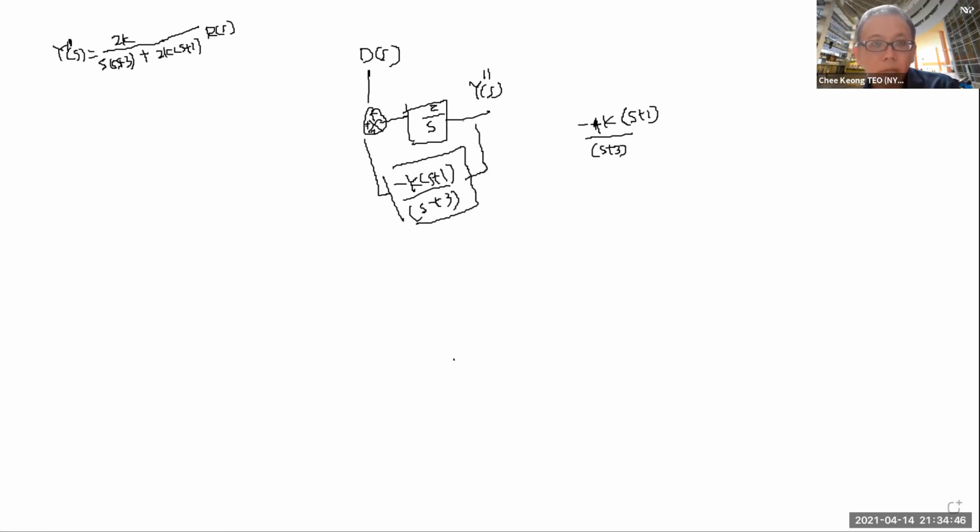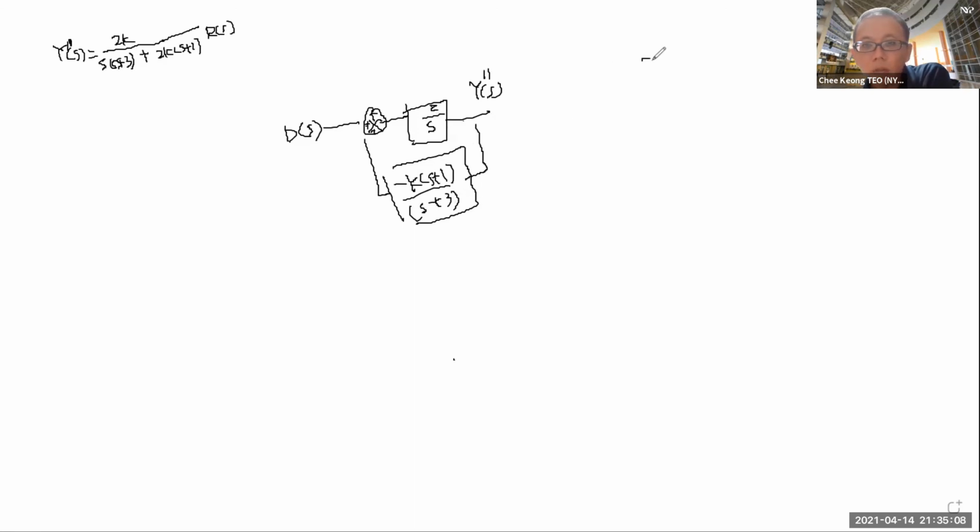Of course, if you like, you can redraw this here. Instead of pointing here, you put it in this direction, T of S, right? So it looks more like a positive feedback loop. Now, with this positive feedback loop, you need to resolve this whole thing as G. This is your G and this is your H, right?